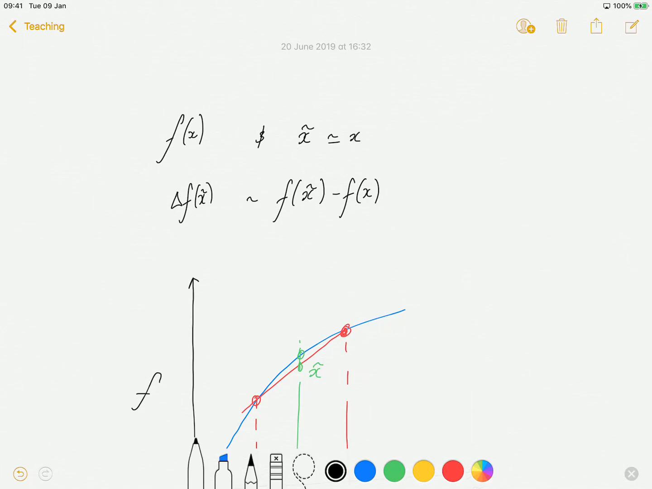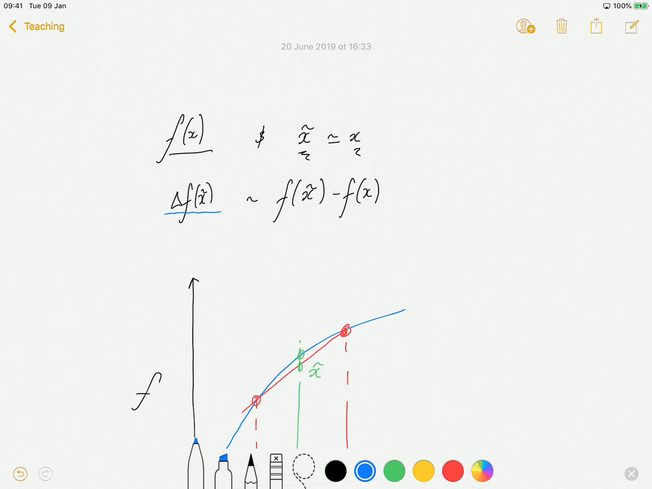So suppose we have some function f of x, and it only depends on one variable x, and we assume that x tilde here is the approximate value of x. Then how do we assess the discrepancy between these two numbers? In other words, what is the difference, delta f of x tilde, that is f of x tilde minus f of x. Now the problem with this statement is that we don't know what f of x actually is.